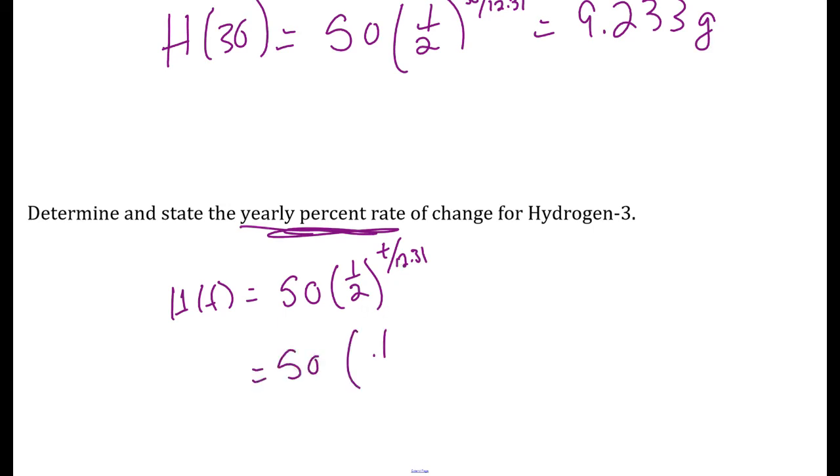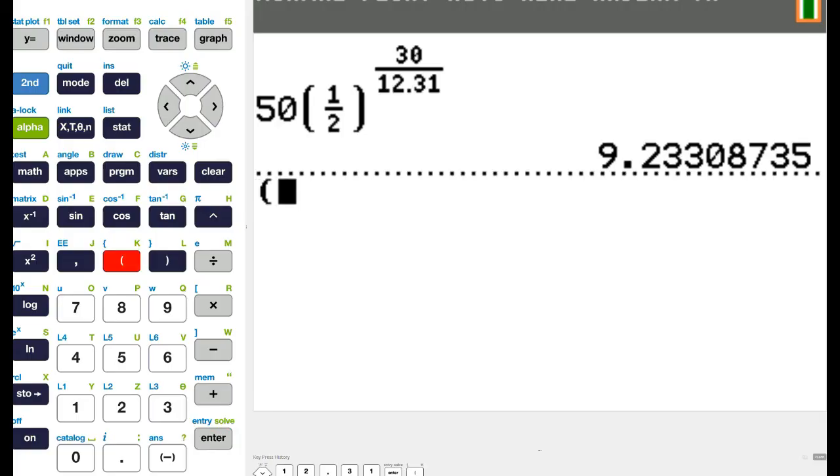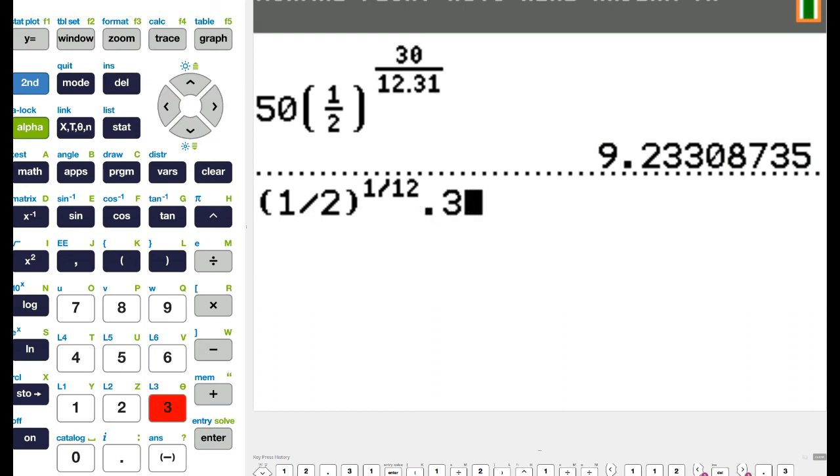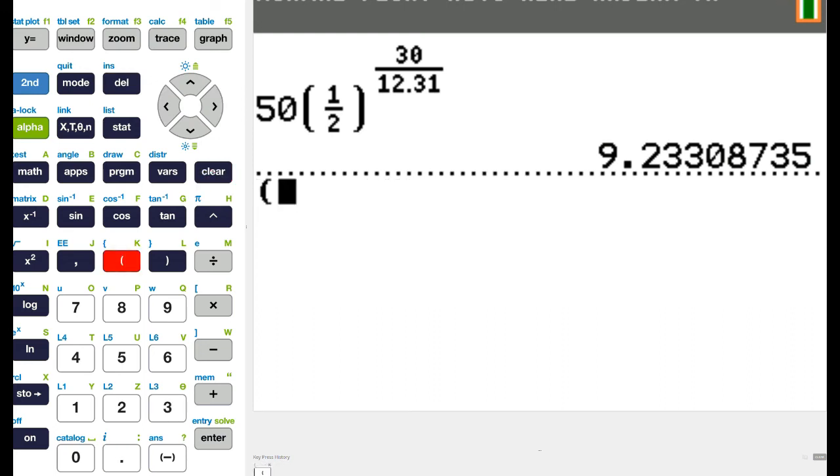Let's do 1/2 raised to the 1 over 12.31, then raise that to the t. So let's deal with that dividing by 12.31 first. So let's do 1/2 to the 1 over 12.31. Should stop hitting the button too many times. Let me just use my finger instead of my pen. 1/2 to the 1 over 12.31.